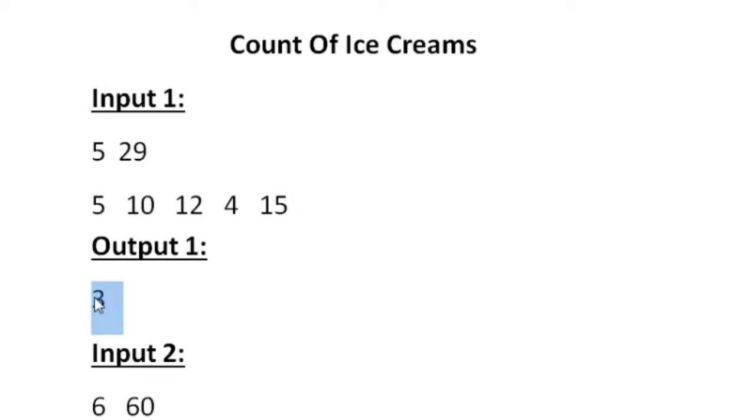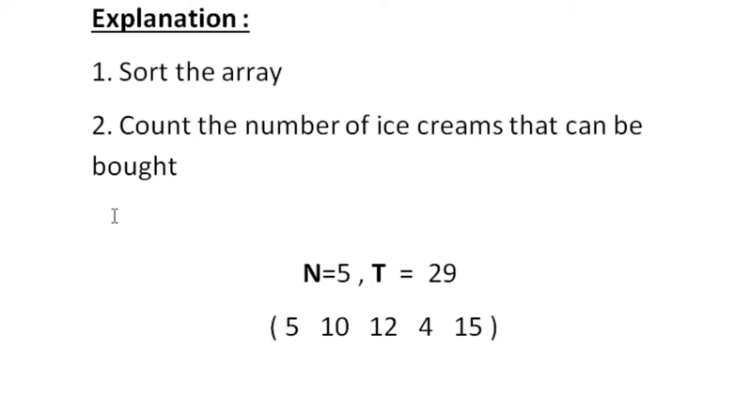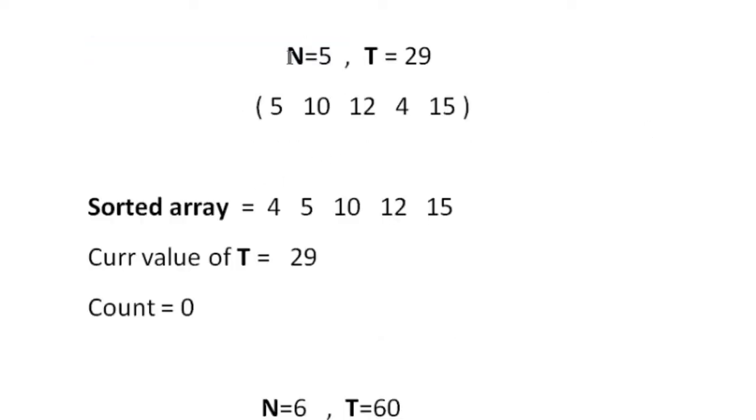So let us see how we are getting the value 3 as our output. We are asked in the question to find the maximum number of ice creams that can be bought. To do that, whenever we buy ice creams with less cost, we can buy the maximum number of ice creams. So first we are sorting the array in ascending order, and then we are going to count the ice creams that can be bought. So for the first test case, the value of n is 5 and the value of t is 29, and these are the values of n ice creams.